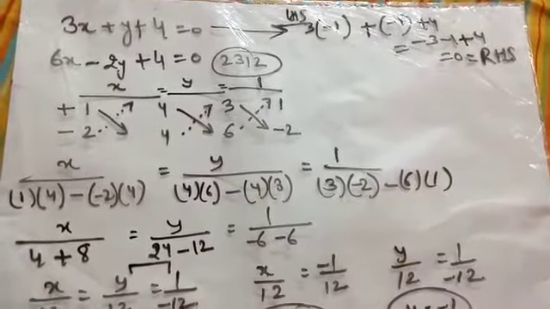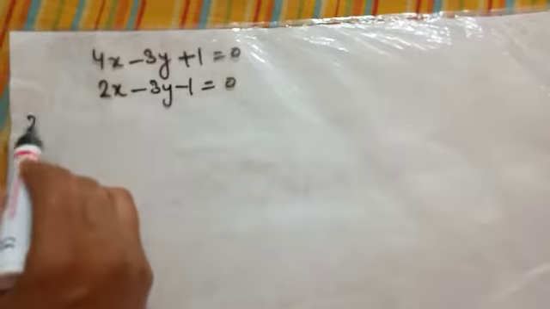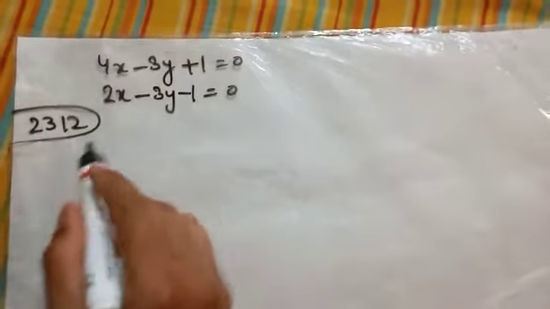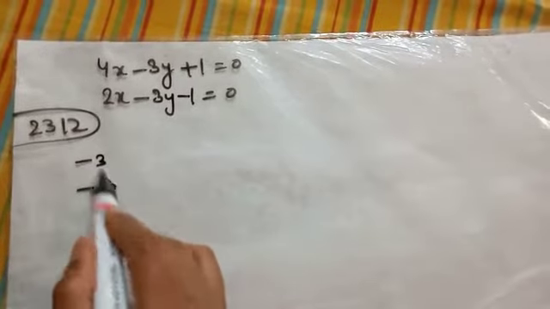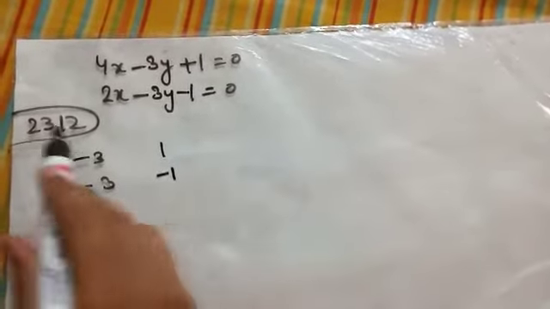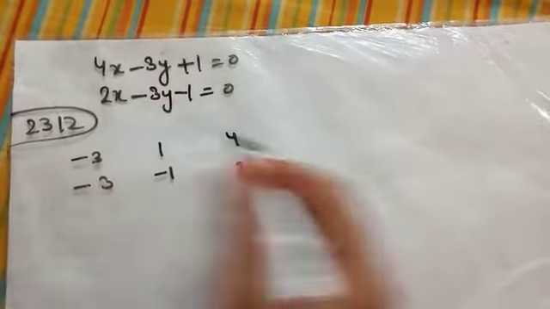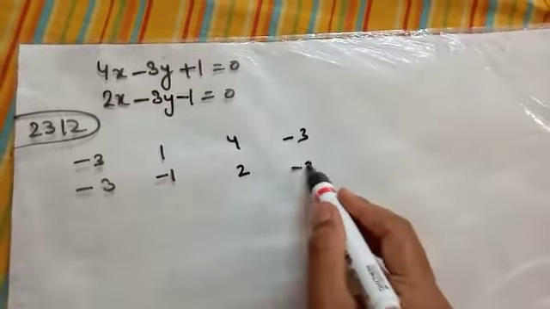I will take one more example. Now see, I have written one more pair of linear equations. Again in standard form, right hand side is equal to 0. Now the number was 2, 3, 1, 2. So we'll write the constants accordingly. So second place minus 3, minus 3. Third place 1, minus 1. Then again first place 4, 2. And then second place minus 3, minus 3.